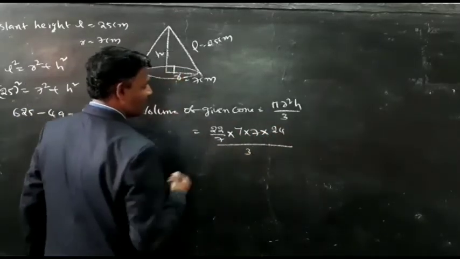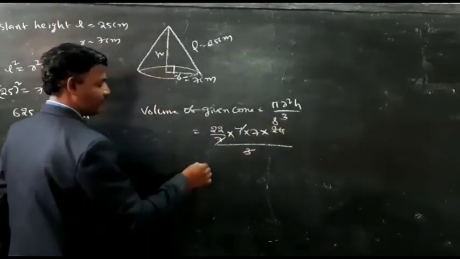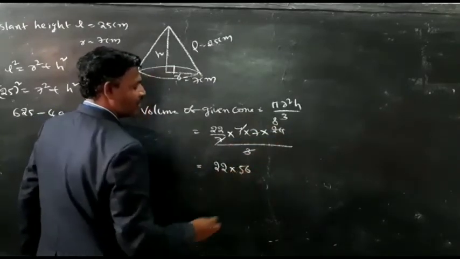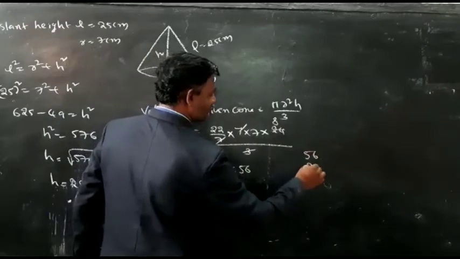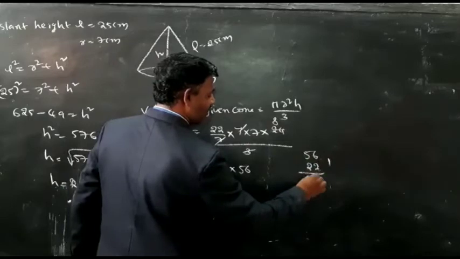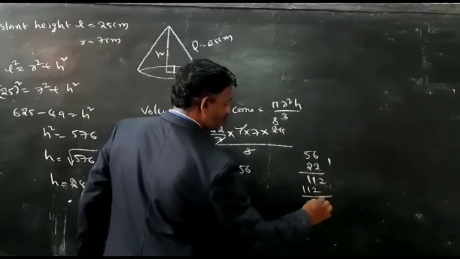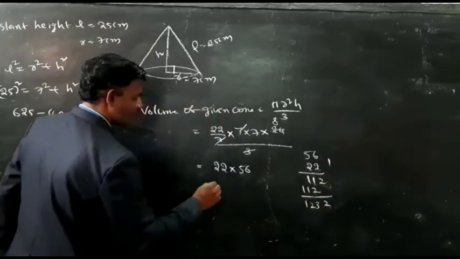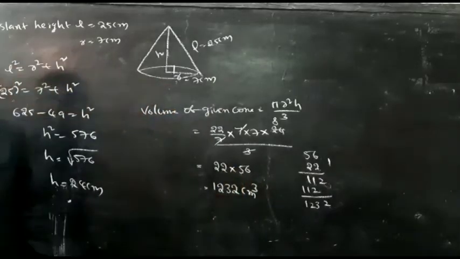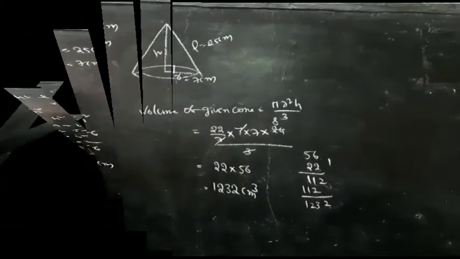By 3. 7 and 7 get cancelled. 3 ones are 3, 3 eights are 24. So 22 into 7 eights are 56. Now multiply both terms. 2 sixes are 12, 2 fives are 10 plus 1, 11. Now the volume of the given cone is nothing but 12,032 centimeter cube.